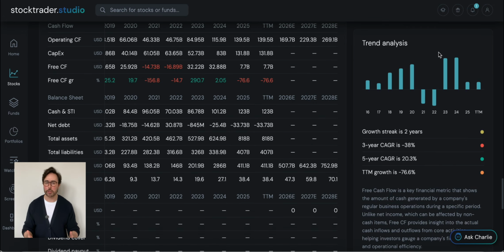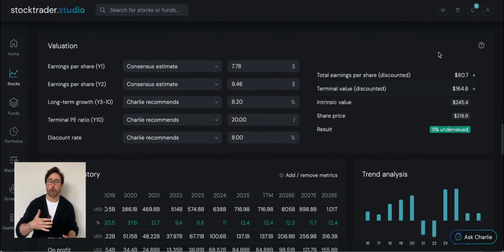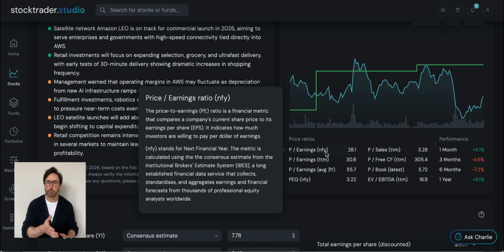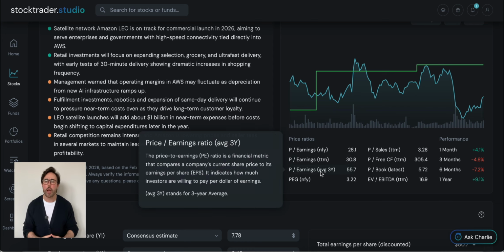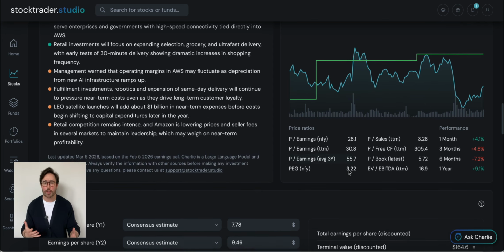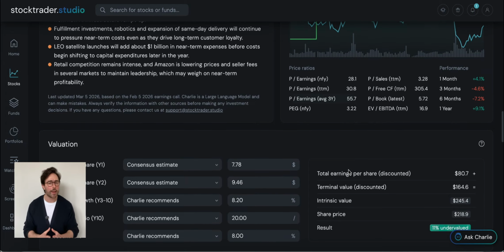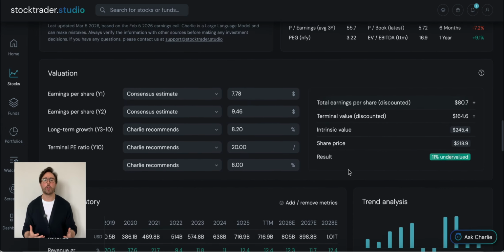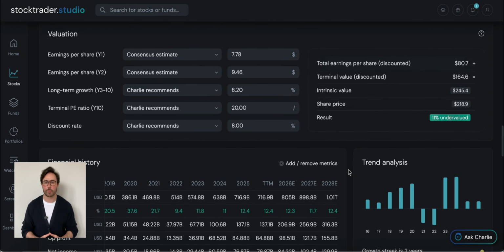Finally, we get to valuation. I always like to look at the price to earnings multiple and compare it to its own history. Currently, Amazon's PE is below its 3-year average, but for a high growth company, a falling PE often just means earnings may be catching up to the stock price. It does not always mean the stock is cheap. So to find the real value, we're going to use the discounted earnings method.